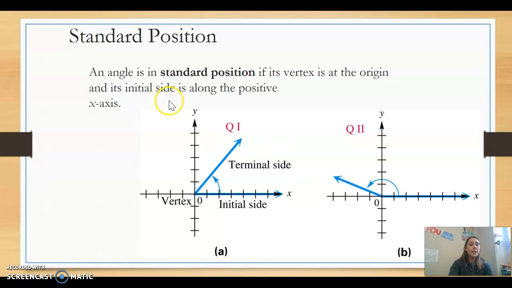Okay, standard position. An angle is in standard position if the vertex is at the origin, the initial side is right here.